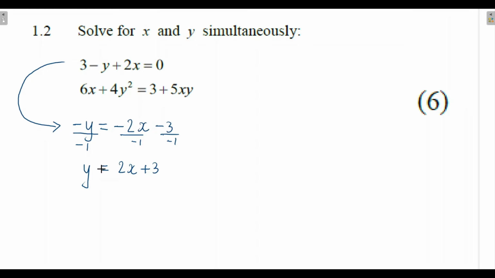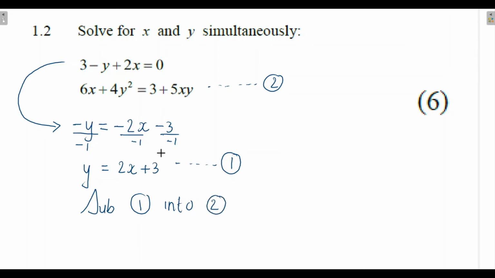So we've basically isolated y, and this is going to be my equation 1. The equation in which you've isolated either the x or the y variable needs to be your equation 1, and the other equation you call your equation 2. From here, we need to substitute equation 1 into our equation 2.